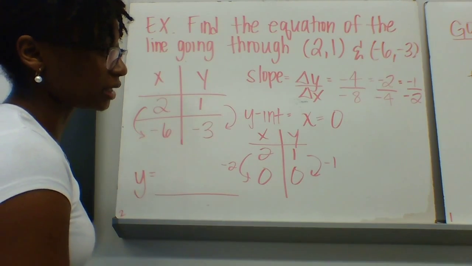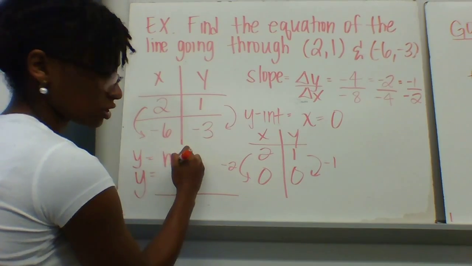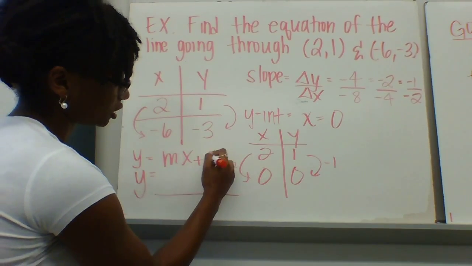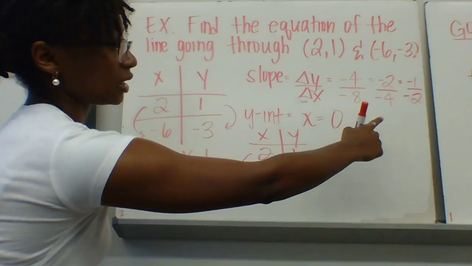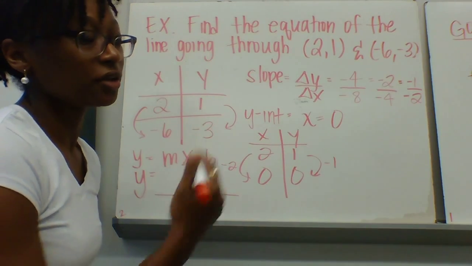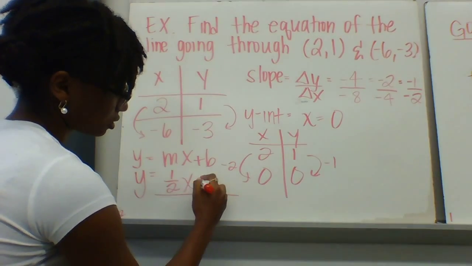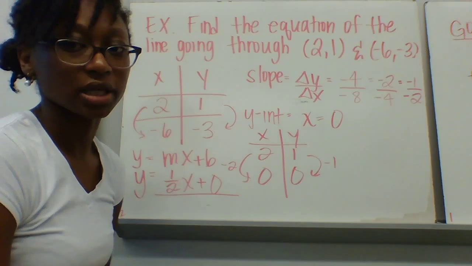To write that in equation, remember that y equals your slope times x plus your y-intercept. So your slope here is -1 over -2, or to simplify that even further, you could just say 1 over 2 x plus 0, because that's your y-intercept.